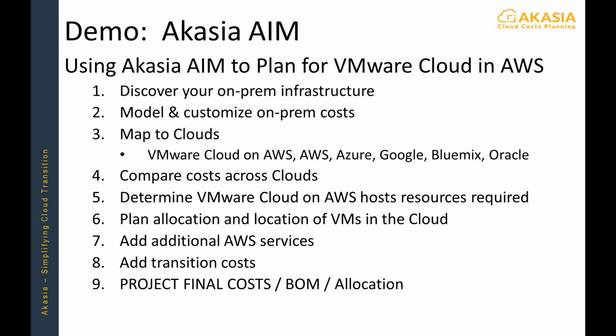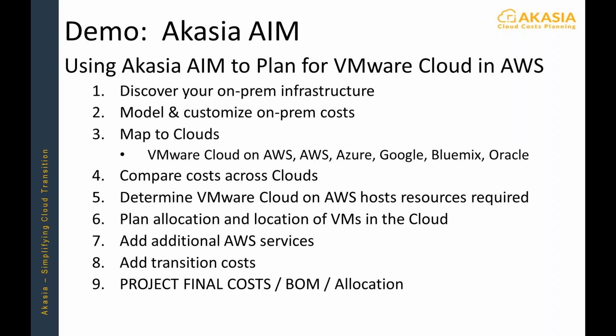The second thing is you model and customize your on-prem. I'll talk about that a little more later. Then next is mapping what you have to what would be required if you were to move to VMware on Amazon, or AWS native, or Azure, Google, Bluemix, or Oracle. Then you can compare the cost across each one of them. And then particularly when it comes to VMware Cloud on Amazon, like Alex says, you pay by the host, you don't pay by the instance.